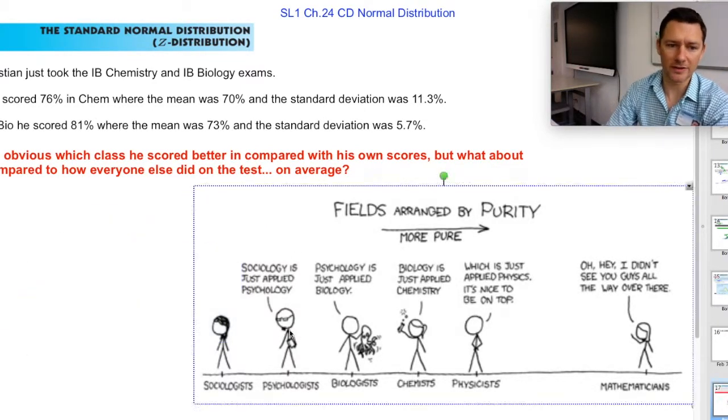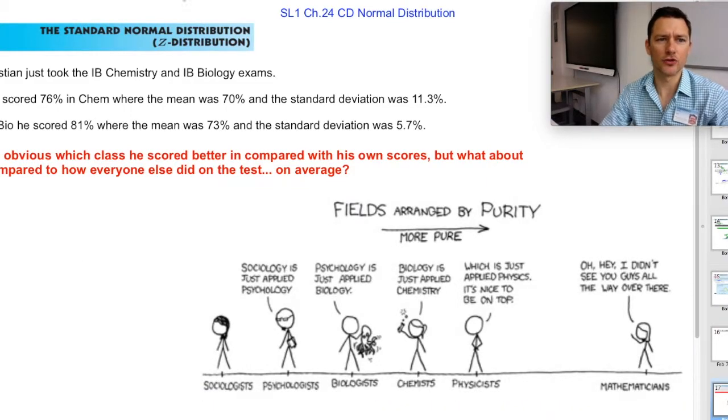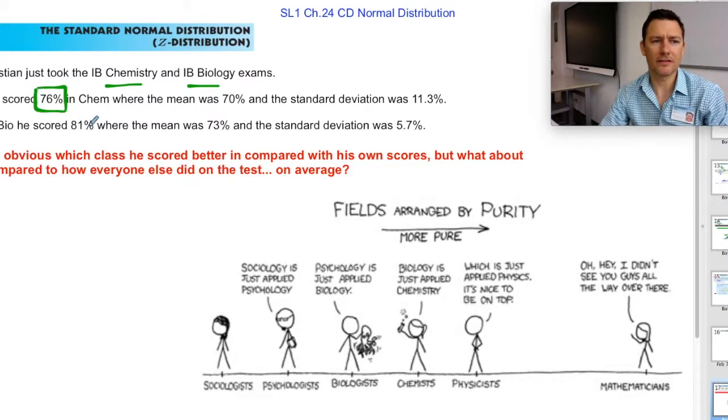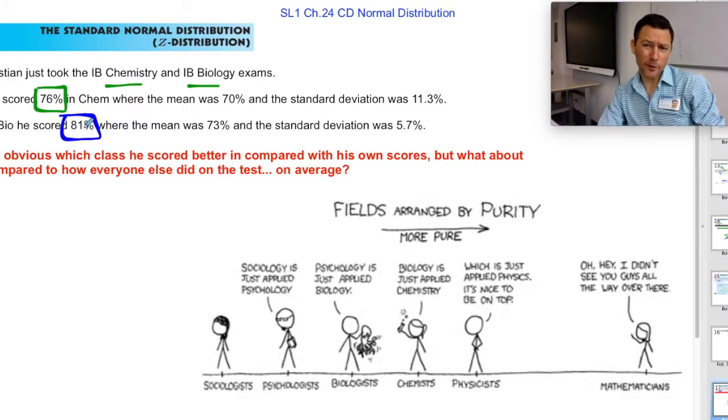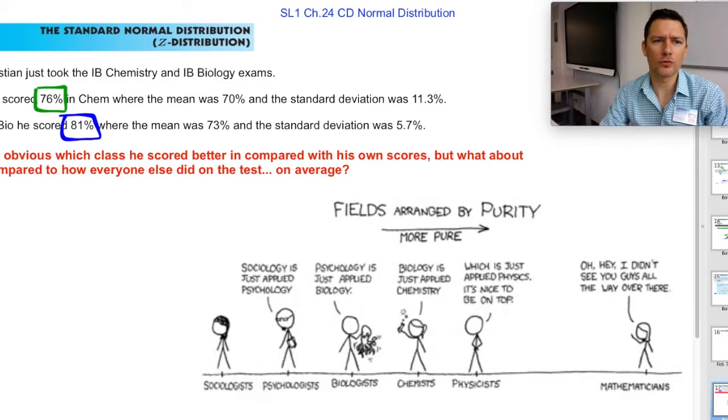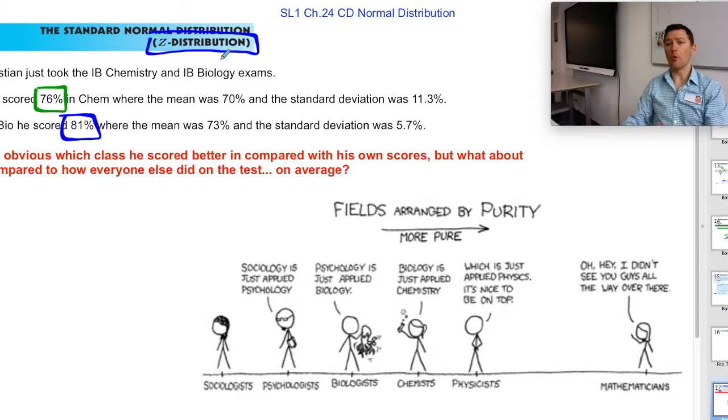So, for example, Christian just took a chem and bio exam. He got a 76 in chem and an 81 in bio. And so obviously in bio he did better for himself, but compared to the rest of the class, in which one did he do better? I can't really tell from just the mean and just the standard deviation. And so what we can do is compare z-scores, which means number of standard deviations away from the mean. And we did it like this.